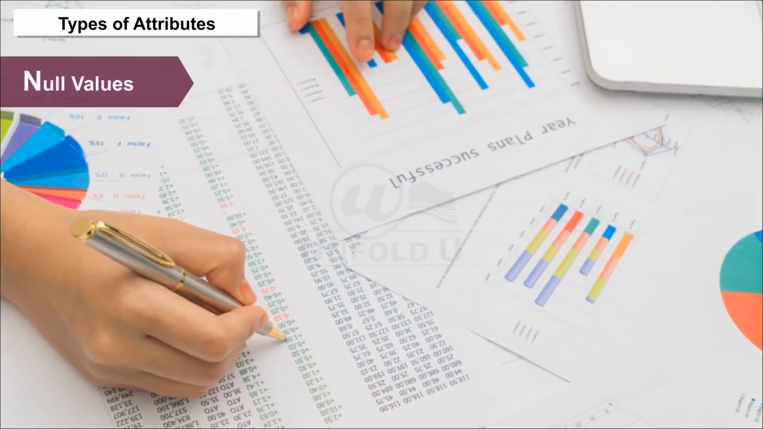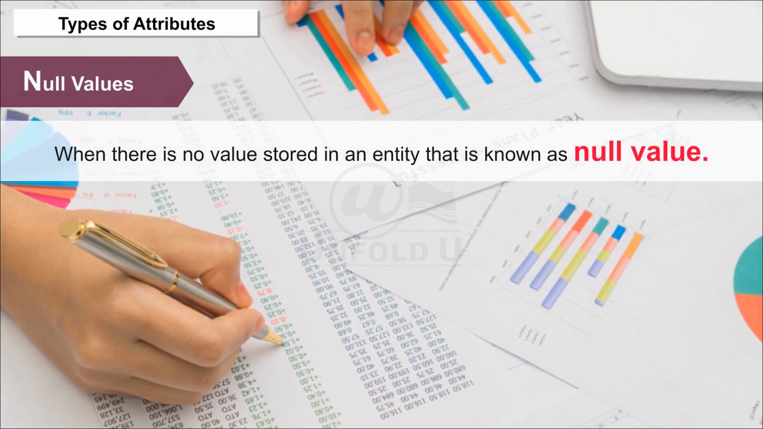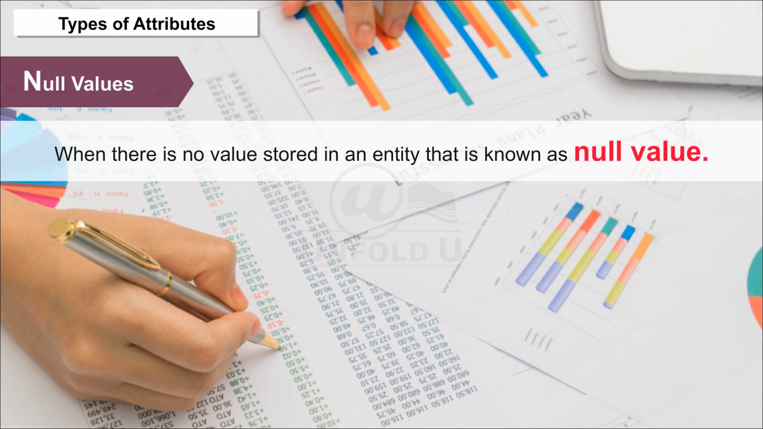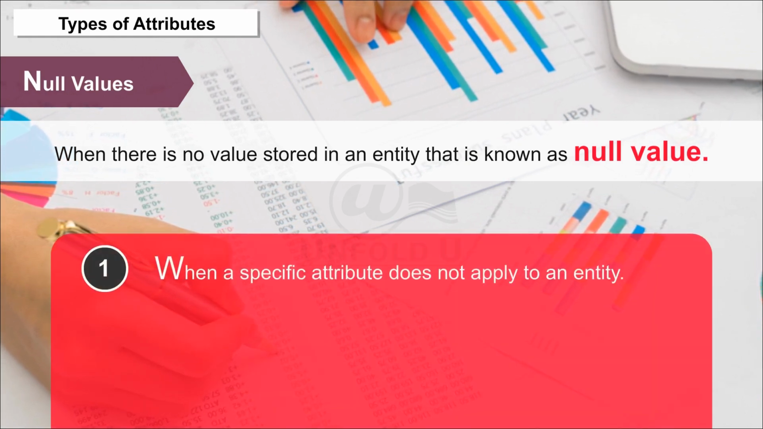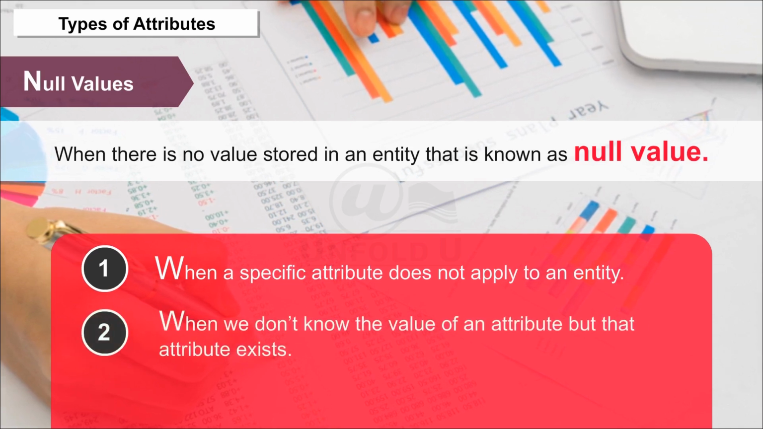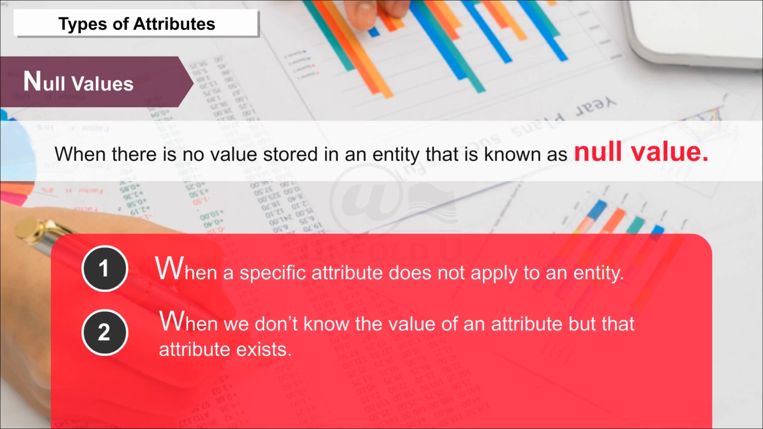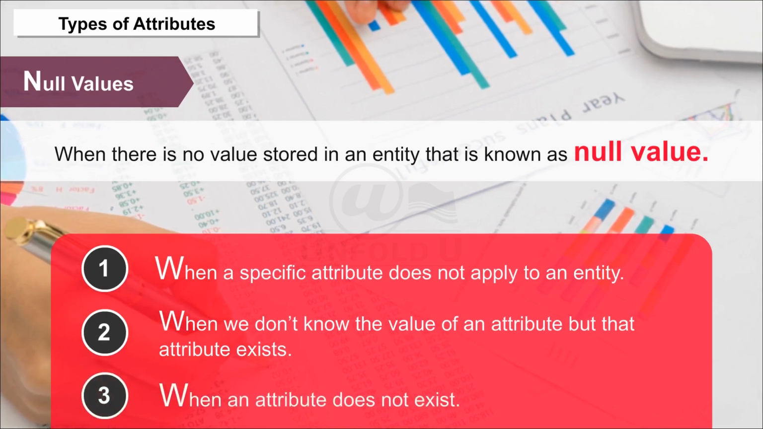Null values. When there is no value stored in an entity, that is known as null value. We use null values in 3 situations. 1. When a specific attribute does not apply to an entity. 2. When we don't know the value of an attribute, but that attribute exists. 3. When an attribute does not exist.